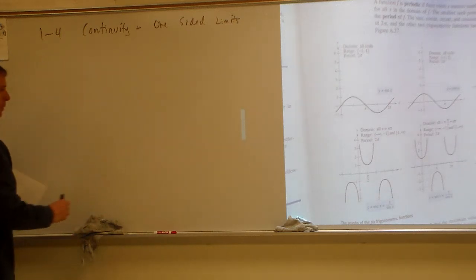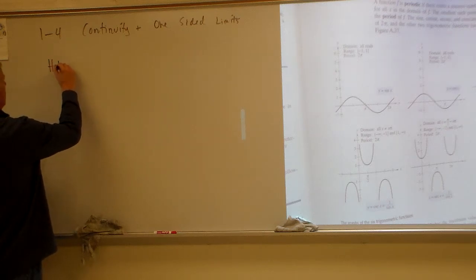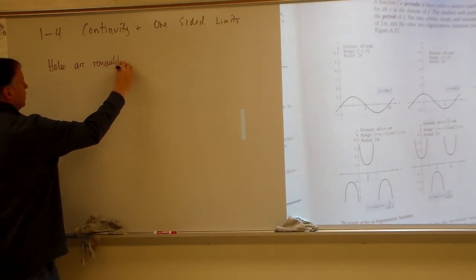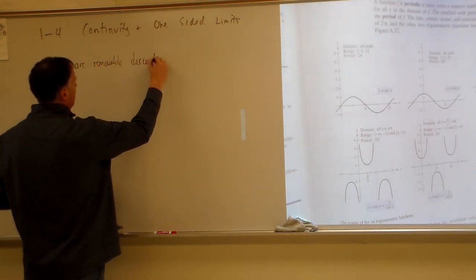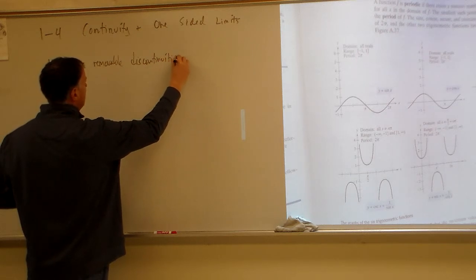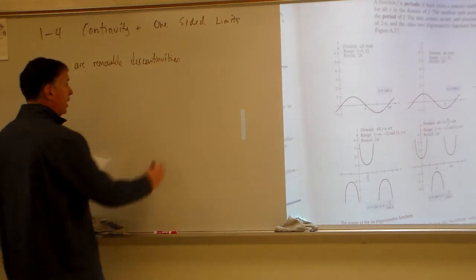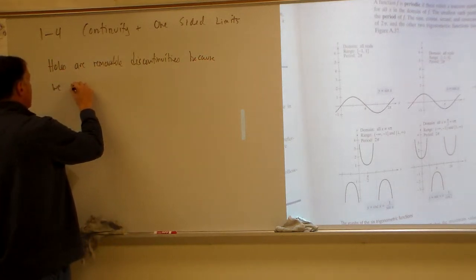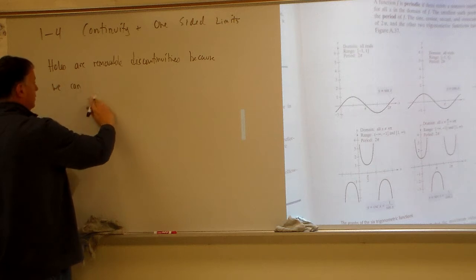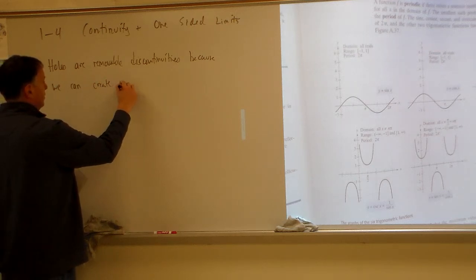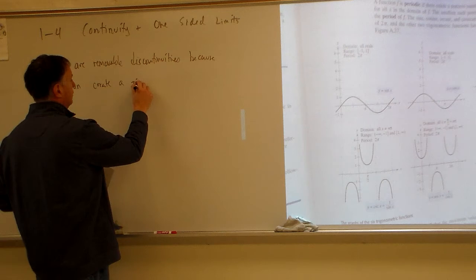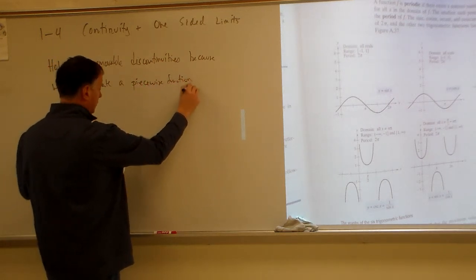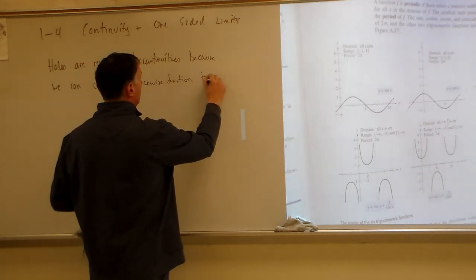So let's go back to removable discontinuities. Poles are removable discontinuities. Okay? Because we can create a piecewise function to plug the hole.